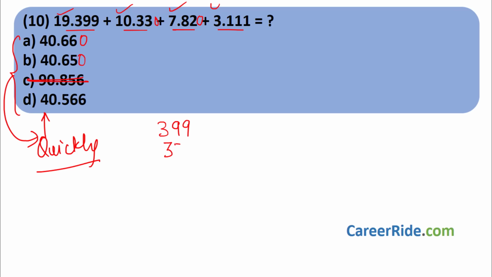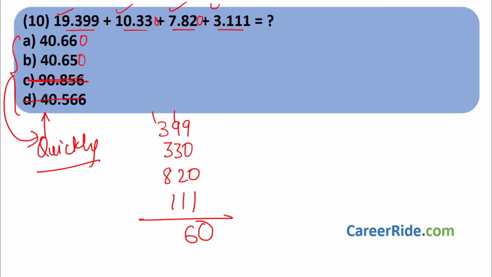399, then we have 330, we have 820, then we have 11 and 1. 9 plus 1 is 10. Okay, 1. Now which option has 0 in the end? Only these two. This does not have, so cancel. 9 plus 1 is 10. 10 plus 3 is 13, plus 2 is 15, plus 1 is 16, and 1 carried.